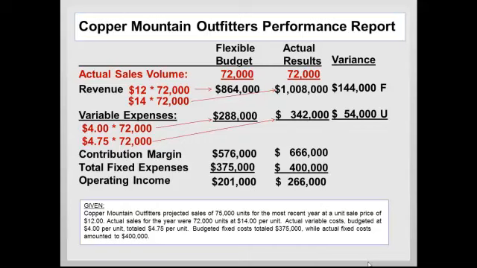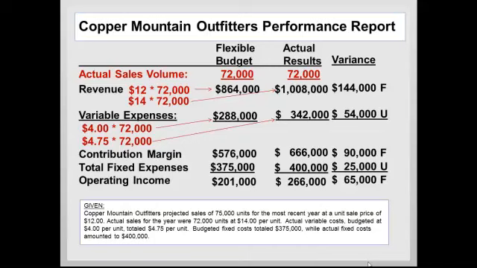Variable costs should have been $288,000 at 72,000 units. They actually came in at $342,000, and so that is an unfavorable variance of $54,000. Right, this leaves the contribution margin variance to be $90,000 favorable. You can see that fixed costs were higher than they were supposed to be by $25,000, so that variance is unfavorable. And this will net out to be an income variance of $65,000 favorable.